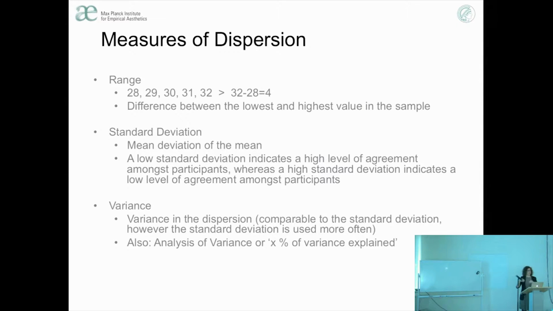The standard deviation is the mean deviation of the mean. So a low standard deviation, in other words, indicates a high level of agreement among your participants, whereas a high standard deviation would indicate a low level of agreement amongst your participants. And usually what you see most in research papers is that the mean and the standard deviation are the two measures of central tendency and dispersion that are used together to give some information to your readers about the descriptive statistics of your sample. Then you have variance, which is comparable to the standard deviation, but as I said, standard deviation is used more often. This is the variance within the dispersion.